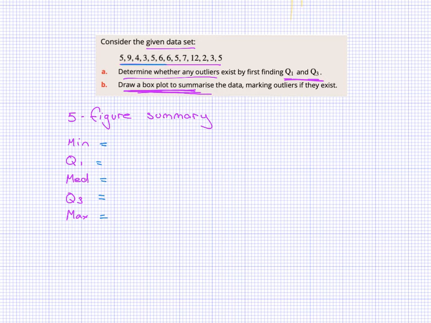All right, so let's look back at our data set. What's the smallest number we can see here? We can see that there's a 3. So the minimum is 3. The maximum, that's often easiest to do, is 12. Now to do Q1, Q3 and the median, the kicker is that this data set has to be in order from smallest to largest.